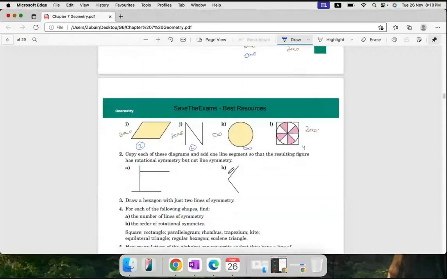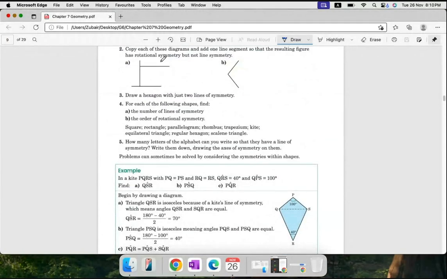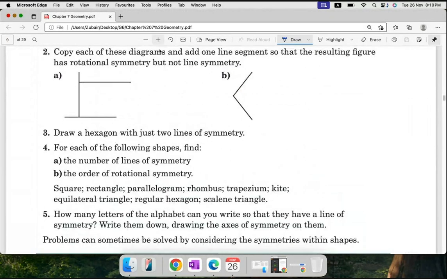We did the first question. Let's continue. Copy each of these diagrams and add one line segment so that the resulting figure has rotational symmetry but not line of symmetry. Okay, add one line segment.